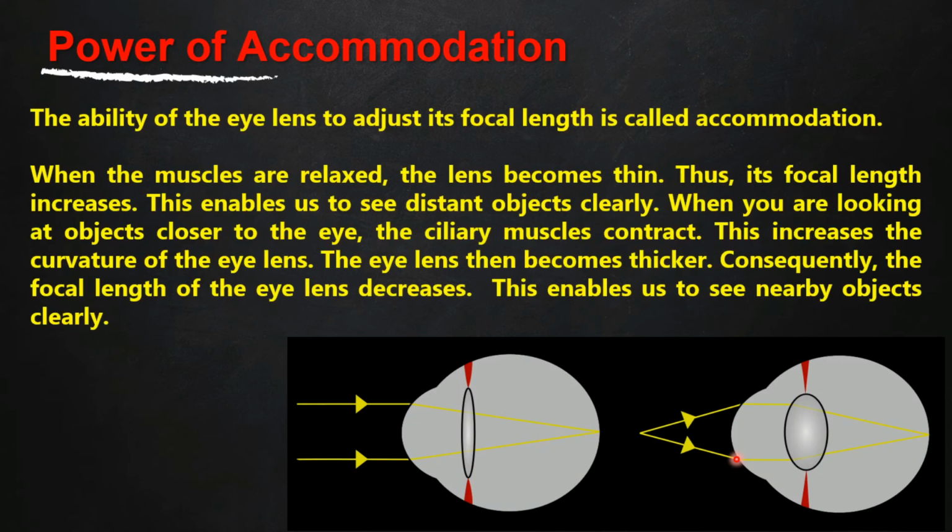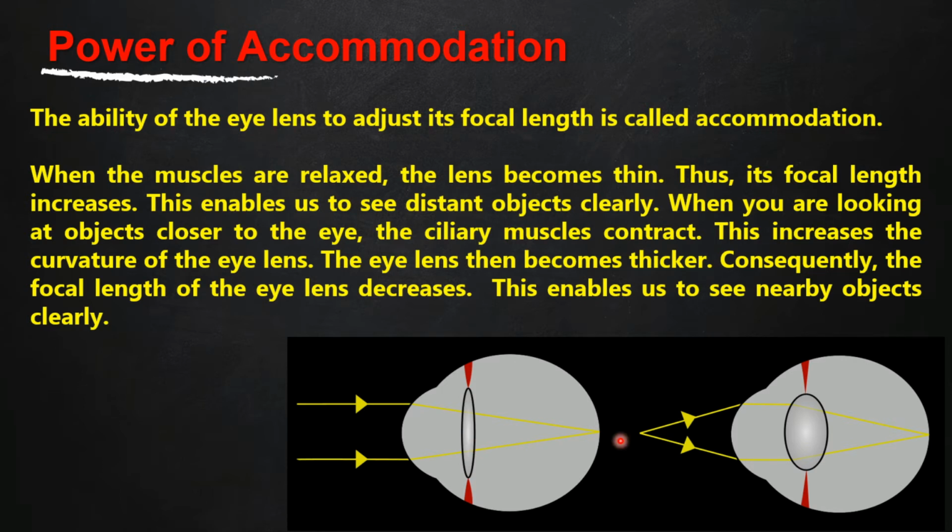Now what do you mean by power of accommodation? The ability of eye lens to adjust its focal length is called accommodation. So focal length can be changed. When the muscles are relaxed, the lens becomes thin. Thus its focal length increases. This enables us to see distant objects clearly. So when the object is at infinity, the light will come from the object and the ciliary muscles will be relaxed so that the lens will become thin and the focal length will increase.